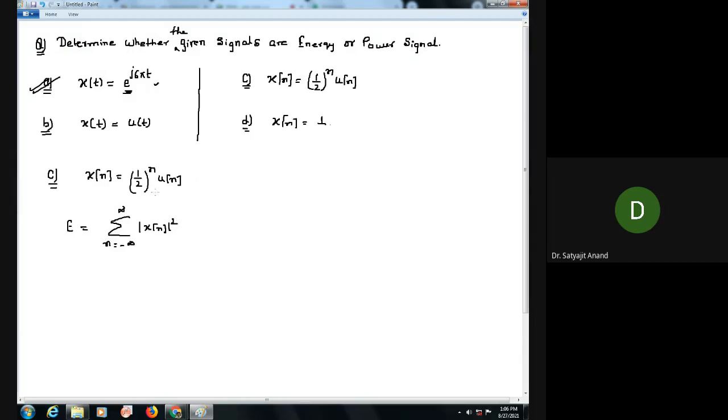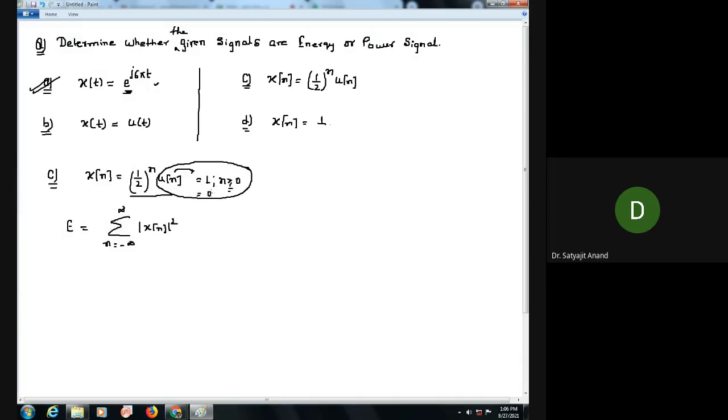Okay, so now see here. This function, you have to understand this function basically first before you find energy. So u[n] is 1 when time n is greater than or equal to 0. This I have already covered in the first class itself. So u[n] will be 1 when time is positive.